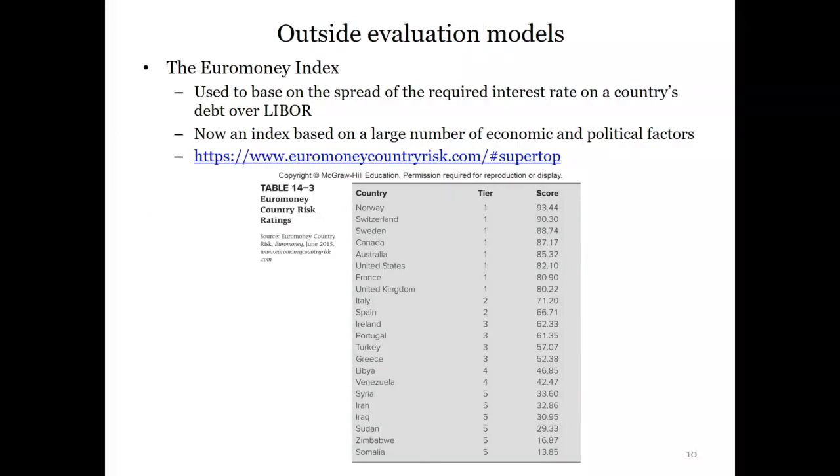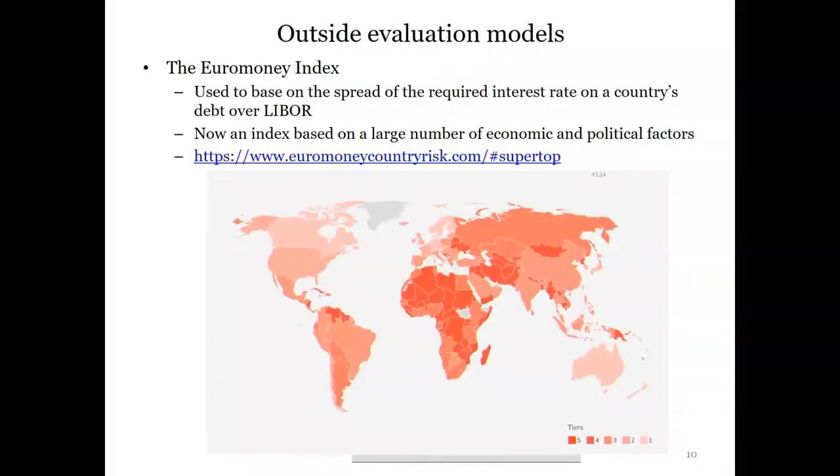The Euromoney Index is calculated based on multiple macroeconomic and political factors. This is a table provided by the textbook about how they classify different countries into five tiers by their Euromoney Index score. I can't find any updated figure for the index because they all require a subscription, so you need to pay for the data. But I did find a graph on their website.